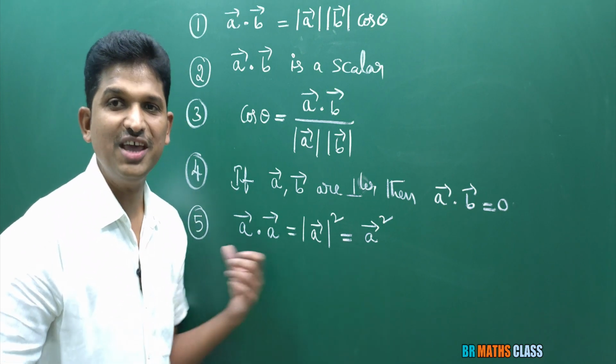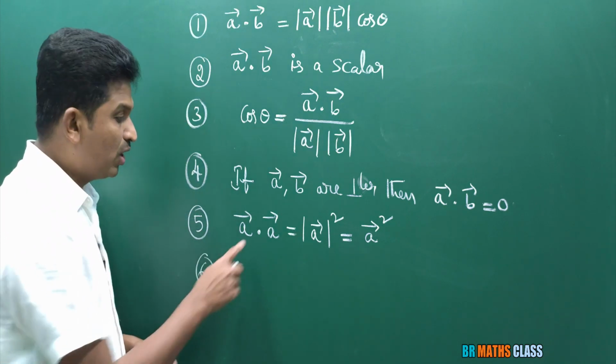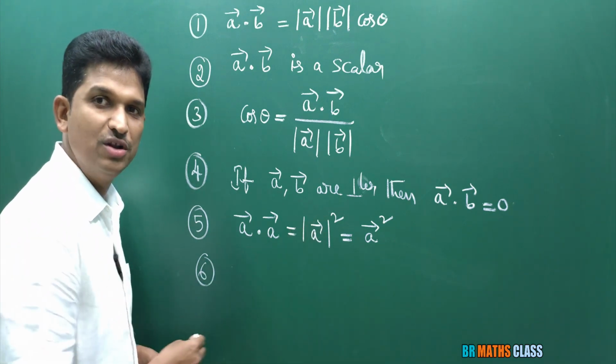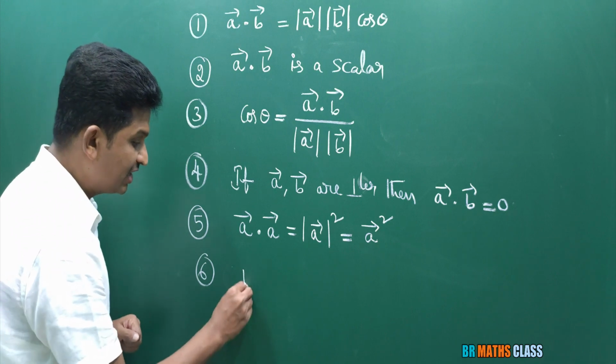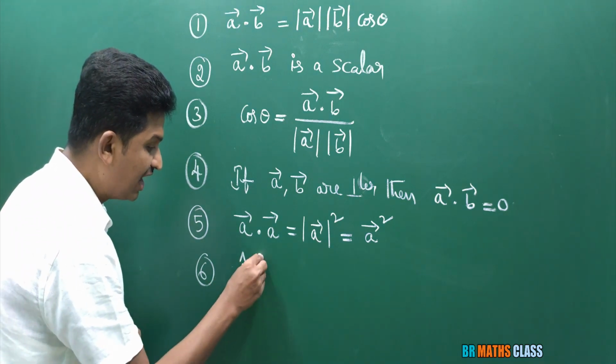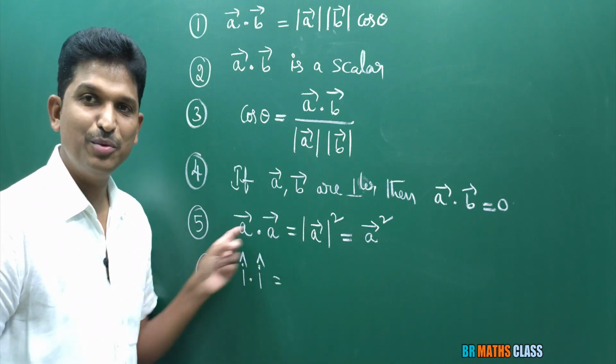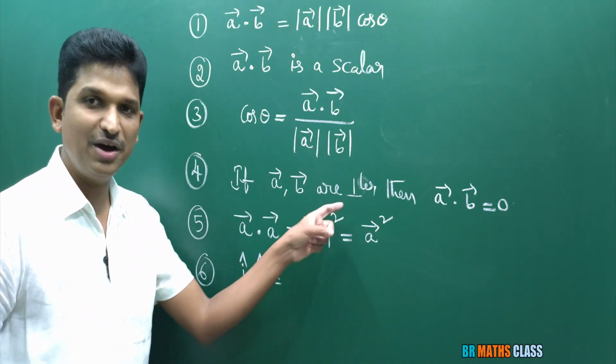A bar square means A bar dot A bar. What is A bar dot A bar? A bar dot A bar is magnitude of A bar whole square. What do you know about I cap dot I cap? What is A bar dot A bar? A bar dot A bar is magnitude of A bar whole square.